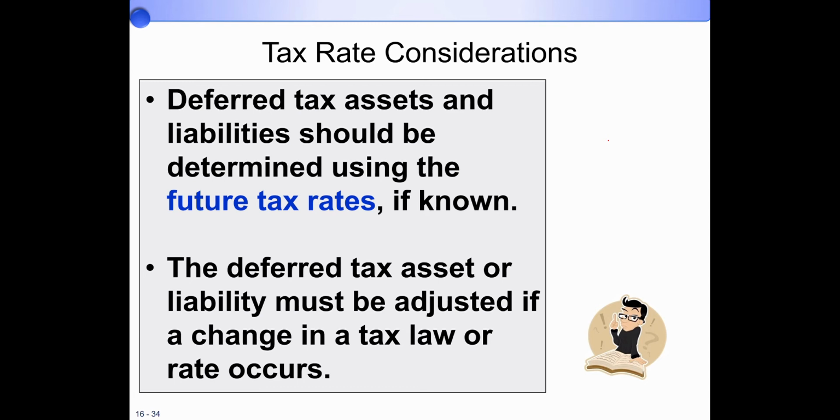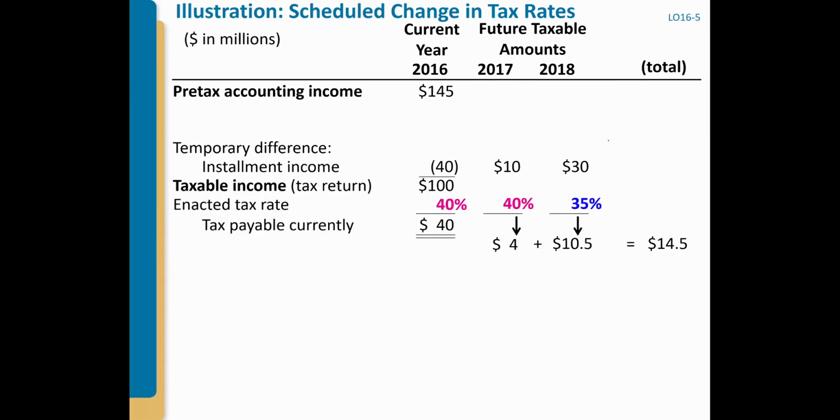Our second topic is the tax rate. What if the tax rate is different? So far, you can see we assume our current year tax rate and the future tax rate are always the same. So what if we have a different tax rate? Let's look at this example.